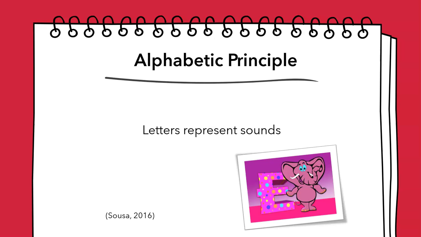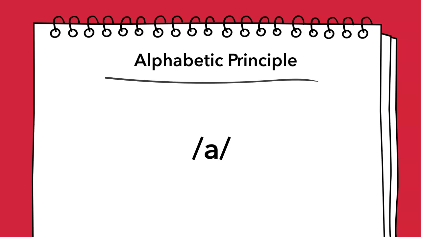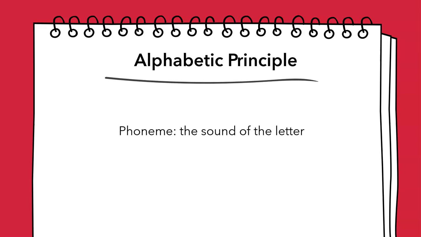Learning to read begins with the alphabetic principle, which is the understanding that the letters we see on the page represent sounds. We learn to read by understanding that the symbol of the letter is represented by a sound. For instance, we learn that this symbol A can have a sound like A, the short sound, or A, the long sound. The sound of this letter is called a phoneme.